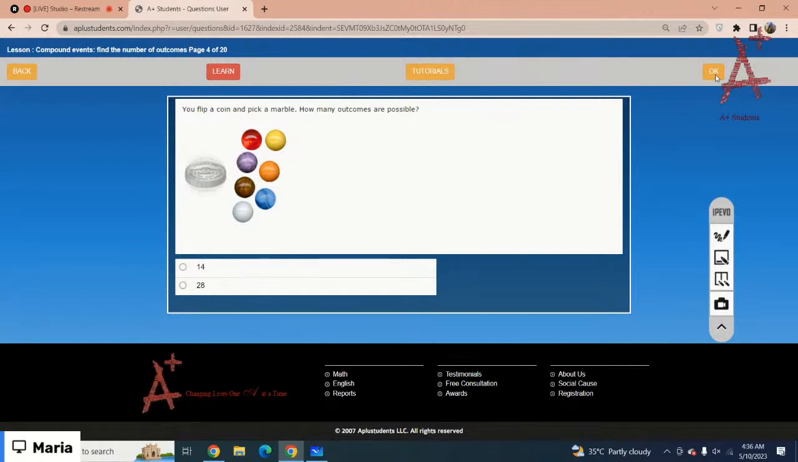You flip a coin and pick a marble. How many outcomes are possible? So for the coin, you have two outcomes. Either it will land on head or tail. And for the marble, you have seven marbles. So you have to multiply the outcomes of both the events. It would be 7 times 2. That means the correct option is 14. Got it? So that means you have 14 outcomes for both the events.